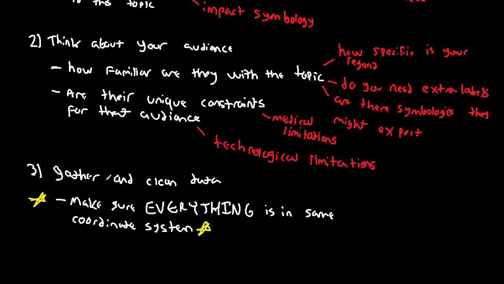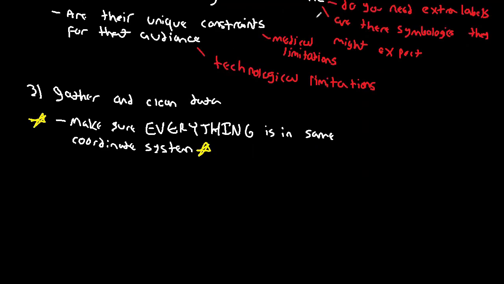So once you have your map, you've got your data, right? Step 4 is going to be draft and critique. Make a draft. How does it look? Do you have a good visual hierarchy? Are your colors and everything appropriate? Are you meeting those constraints from your audience? Do you have good balance?